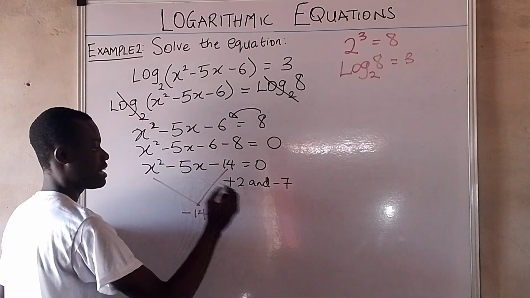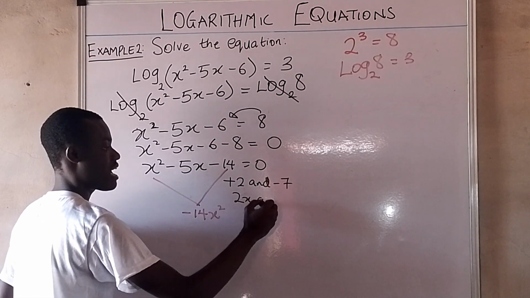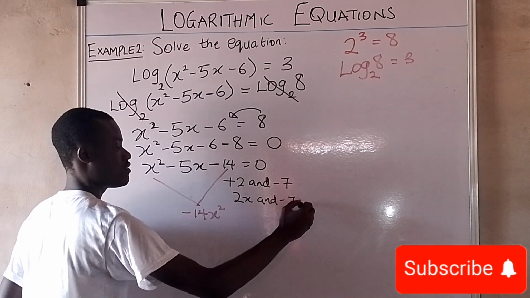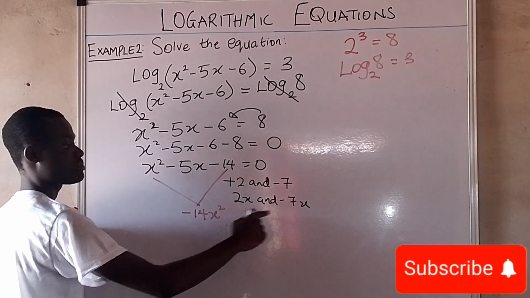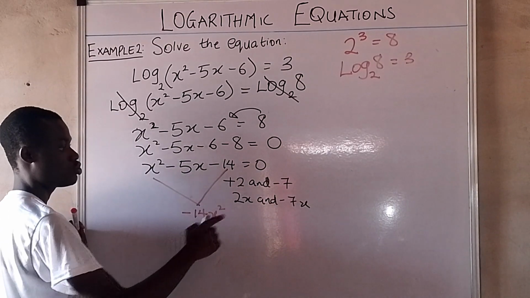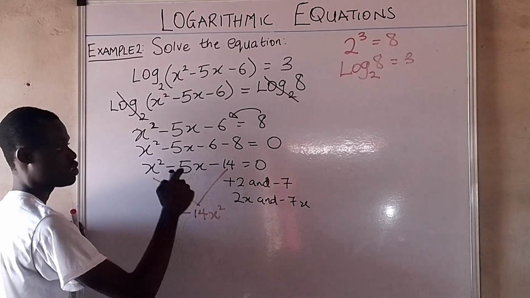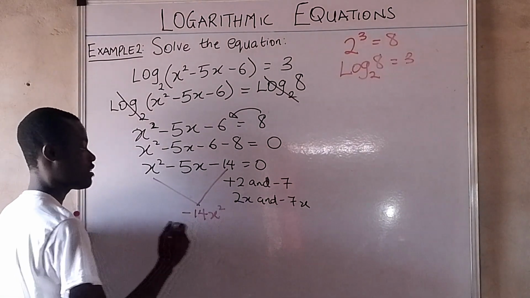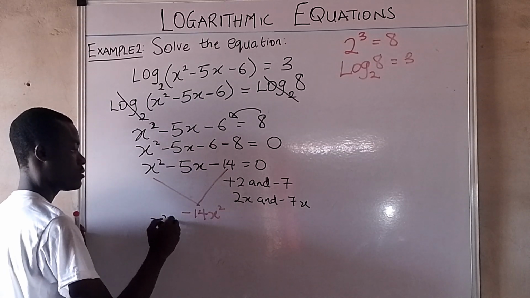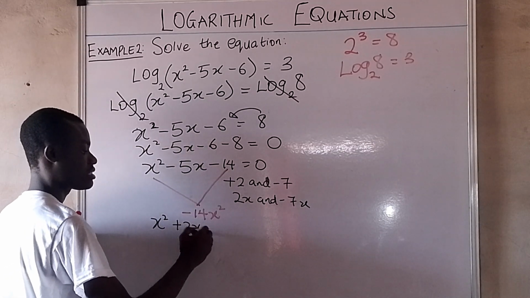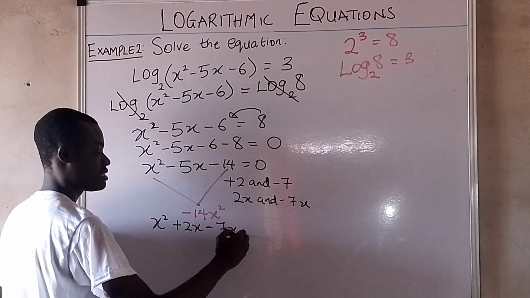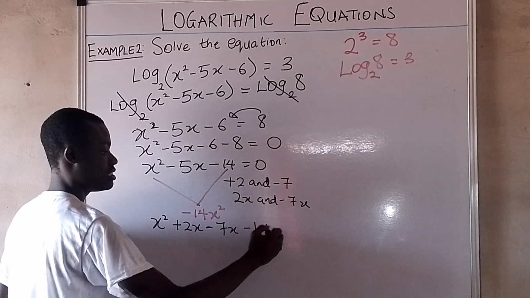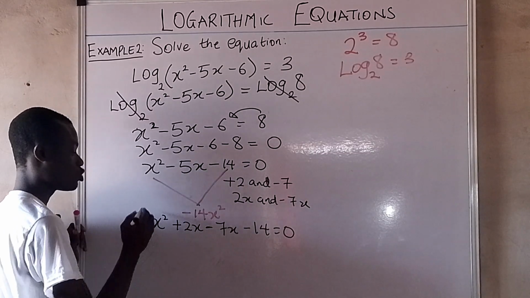Or rather, adding the x, it becomes 2x and minus 7x, because plus 2x times minus 7x will give us minus 14x squared. Also 2x minus 7x will give us minus 5x. So I'm going to replace this middle value with these two terms. So it becomes x squared plus 2x minus 7x minus 14 is equal to 0. Next, we are going to group them.